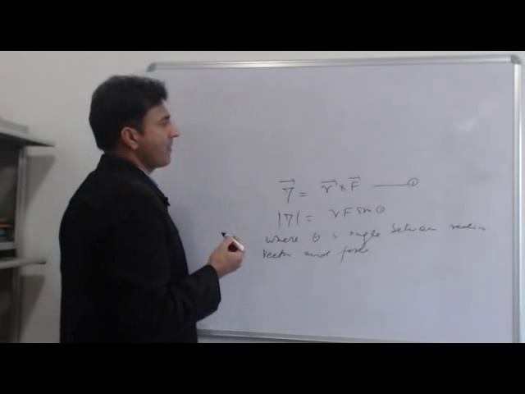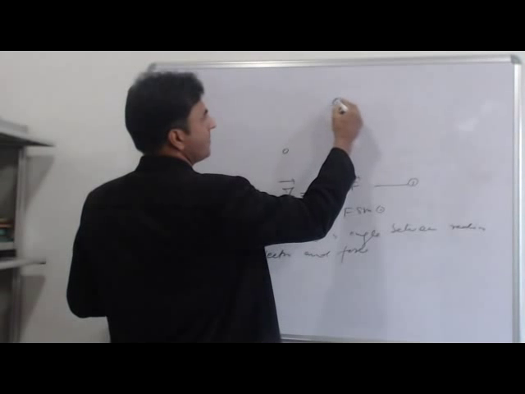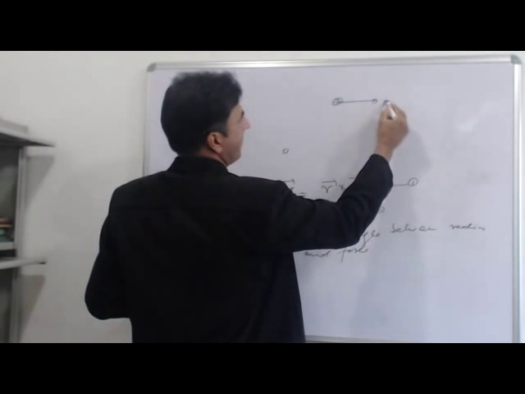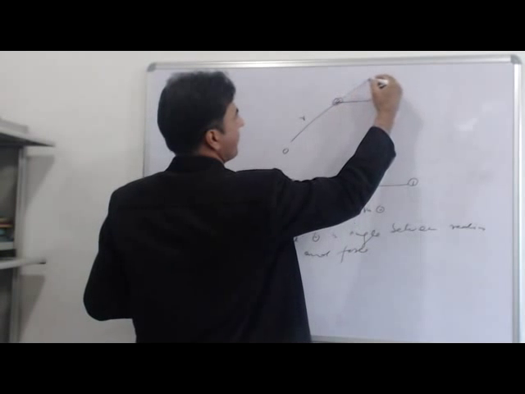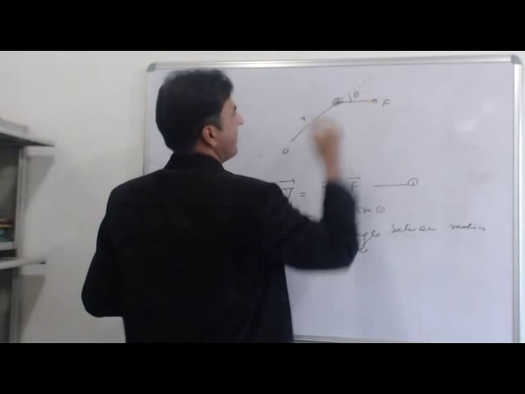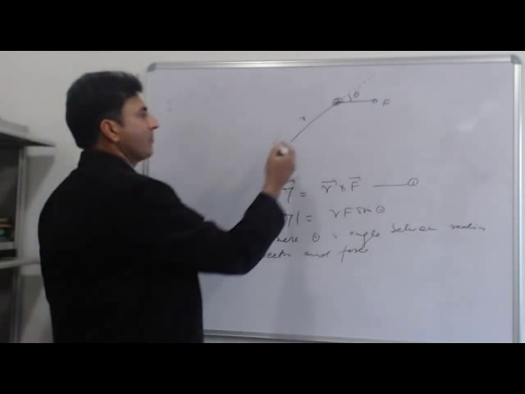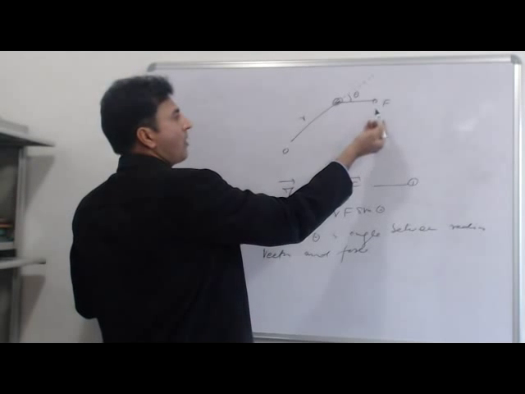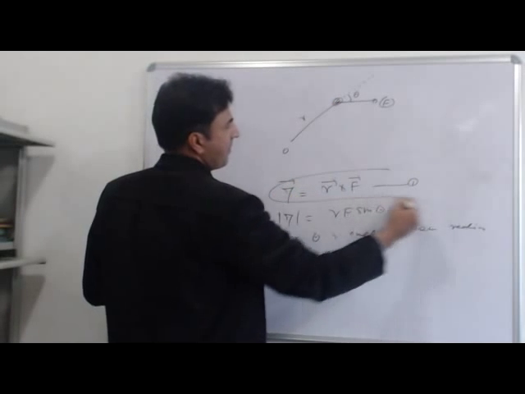Torque is always defined about a fixed point. If we take the fixed point here, and to this body we apply a force F, let us suppose. This is the radius vector R. And if I proceed in the forward direction, this is the angle theta between the radius vector and the force. And this point is fixed. Now, the torque created by this force on this body is given by the first equation.